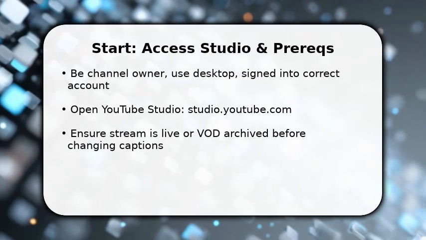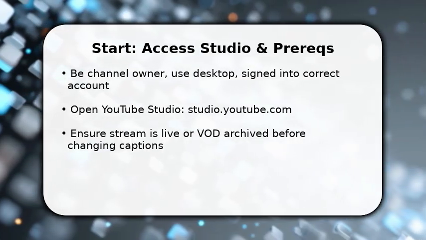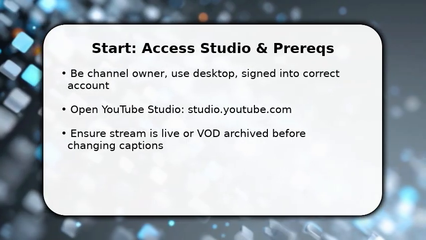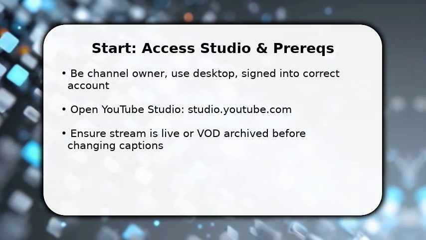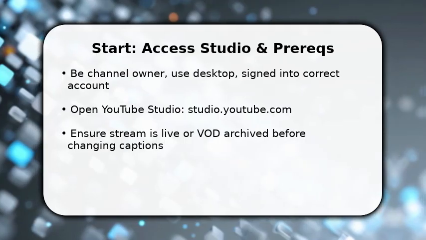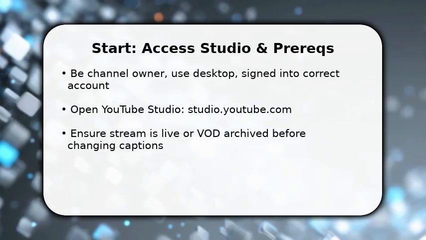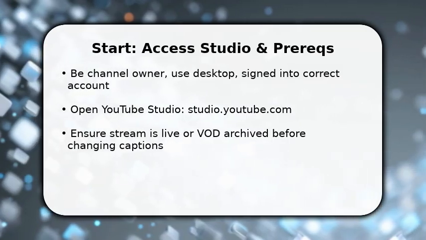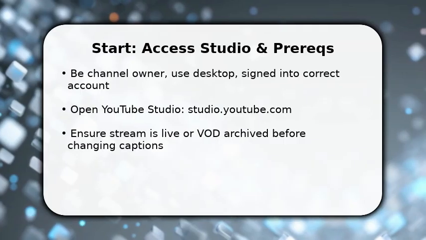You are in control. First, sign into the channel that owns the stream and open YouTube Studio on desktop. Once there, go directly to Content for archived streams or to Live Control Room for a current stream. Make sure the video is fully processed if it's a VOD. Automatic captions attach after processing.